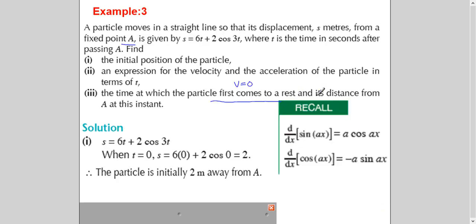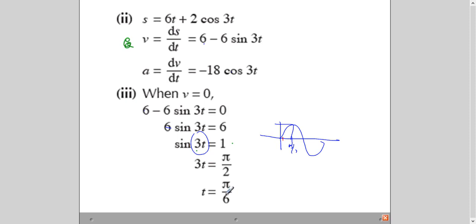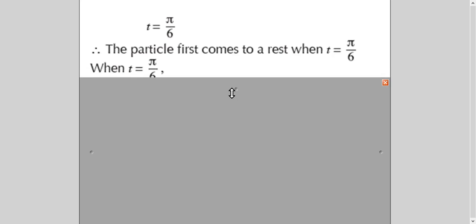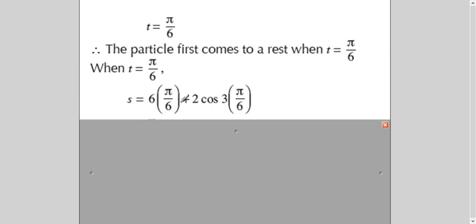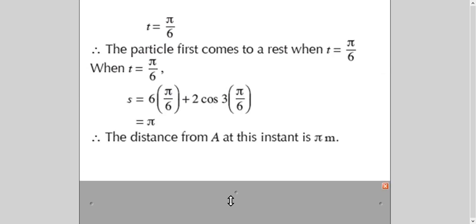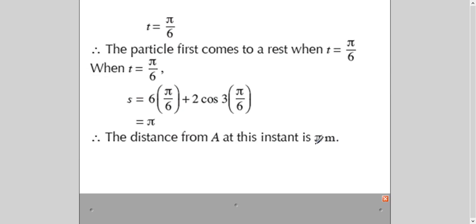And it is further asking for its distance from A at this instant. So when t is pi by 6, what was the distance? I will substitute this value of t here to get the displacement or distance from the fixed point A to the particle. So it is simple substitution here, use the calculator. Sometimes the question says give the exact answer. If it doesn't say, you can use the calculator and write the answer in 3 significant figures.